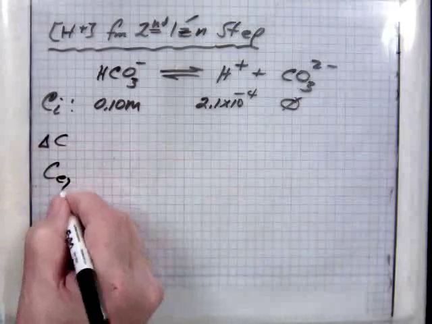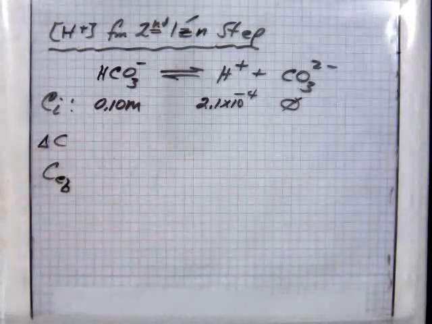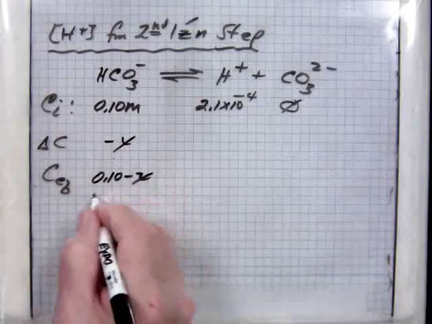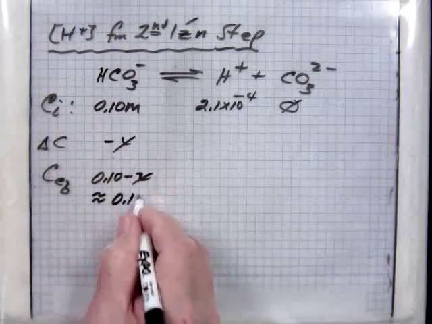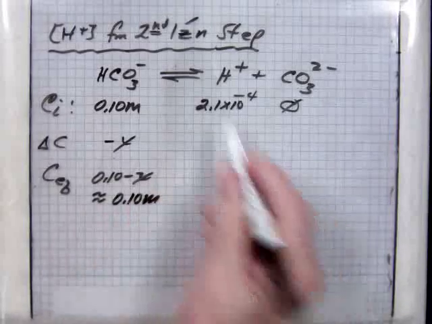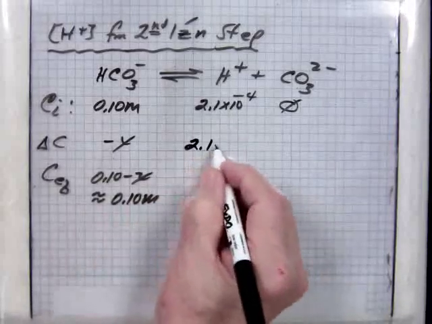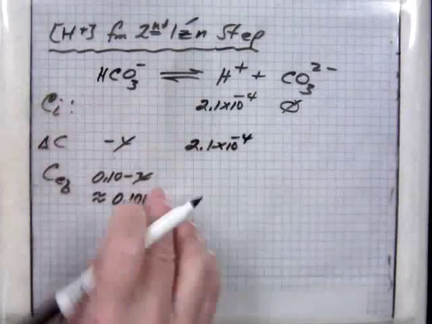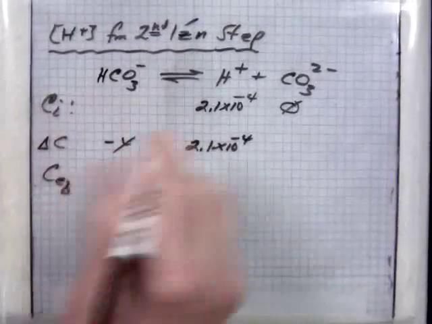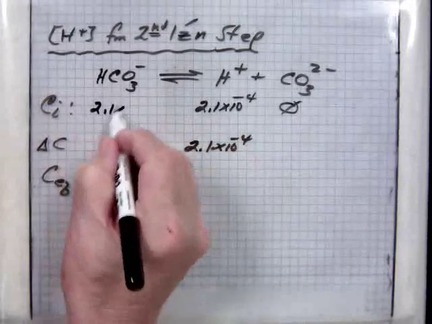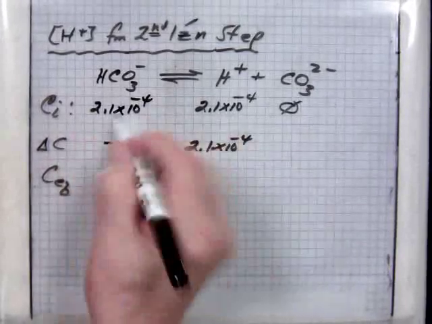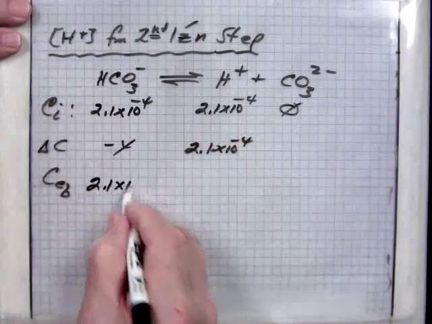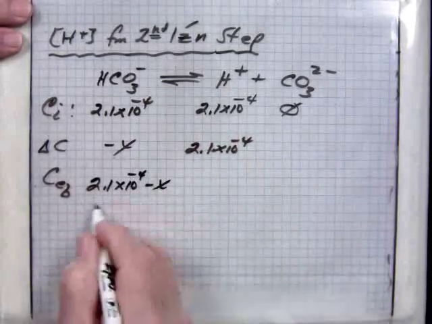Complete your ice table like this. This goes down by X, and we have 0.10 minus X, and yes, you can drop X here, 0.10 molar here, and this is 2.1 times 10 to the minus 4. Oh, I'm sorry, my bad. This is 2.1 times 10 to the minus 4 molar in the bicarbonate. I'm sorry about that. I'll explain.